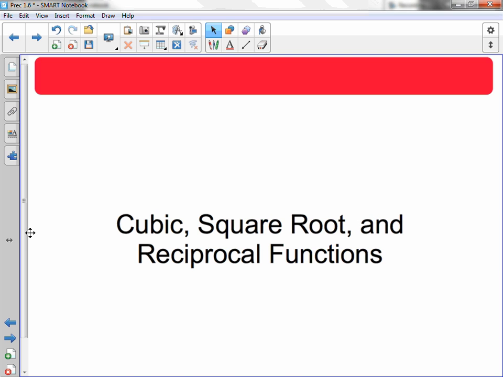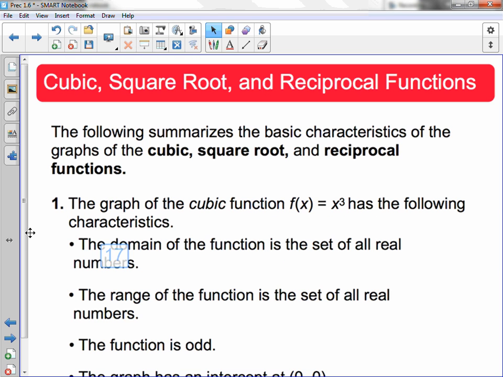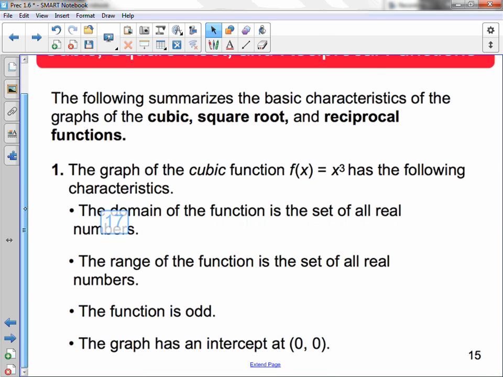Now, the next thing we're going to cover is cubic, square root, and reciprocal functions. We're not going to look so much at any of these in particular because you've covered these before. The graph of a cubic function, f of x equals x cubed, has a domain of all real numbers. The range is the set of all real numbers. The function is considered odd, and its graph has an x and y intercept at 0, 0.